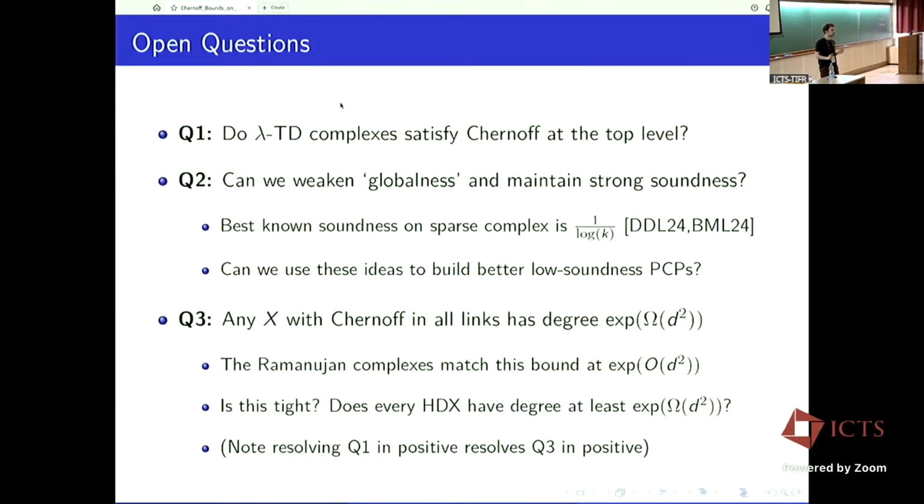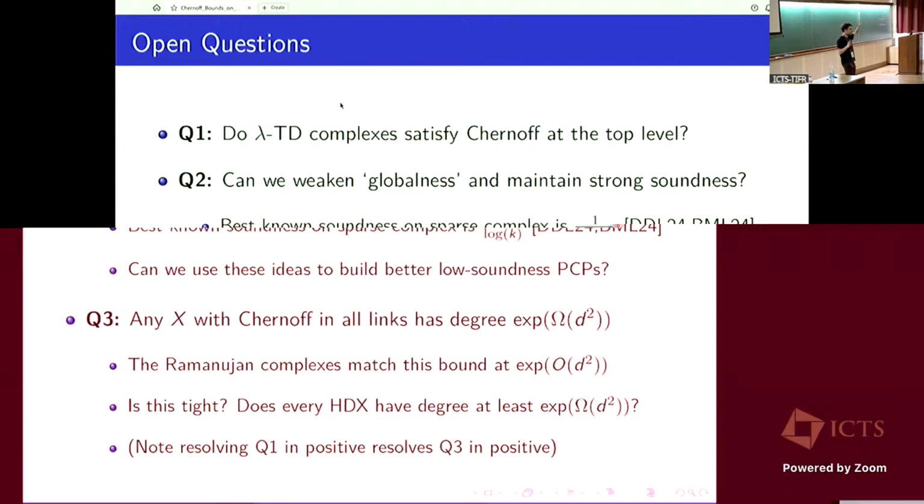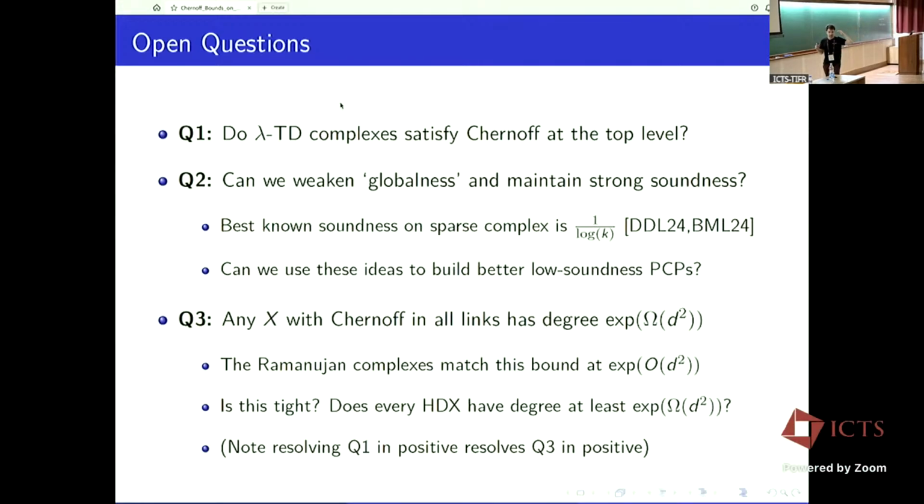Okay, I'm basically out of time, so I just want to mention some open questions that I alluded to throughout the talk. The first is, can we show that weak high-dimensional expanders satisfy a true Chernoff bound at the top level? I said that I can prove that if you go down to a square root d skeleton, then you can get optimal concentration. But I have no idea if at the top level of the complex, the best bound is e to the minus square root dimension or e to the minus dimension. This is open. I think it's a very natural and fundamental problem.